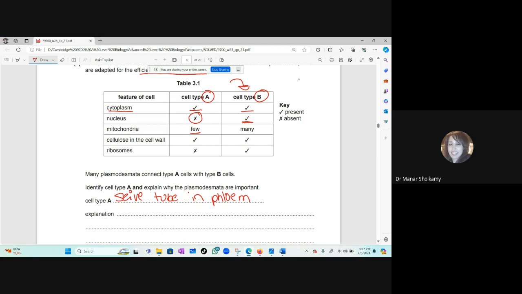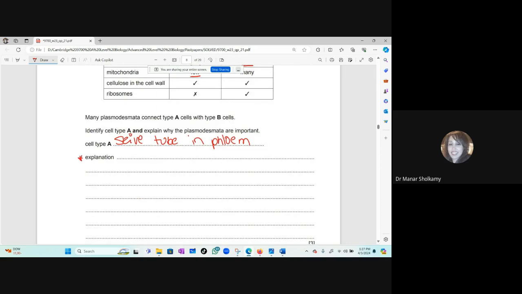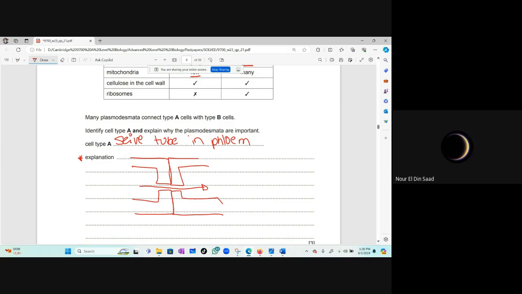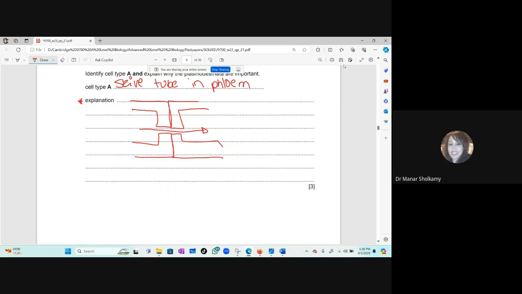Identify cell type A and explain why the plasmodesmata are important. Why is the plasmodesmata important? What is the plasmodesmata anyway? Narrow holes in cytoplasm to allow exchange of material. Yes, they are cytoplasmic connections between 2 plant cells, to allow the exchange of material. It allows which pathway? Symplastic or apoplastic? Symplast. Correct. So this is out of 3 marks.